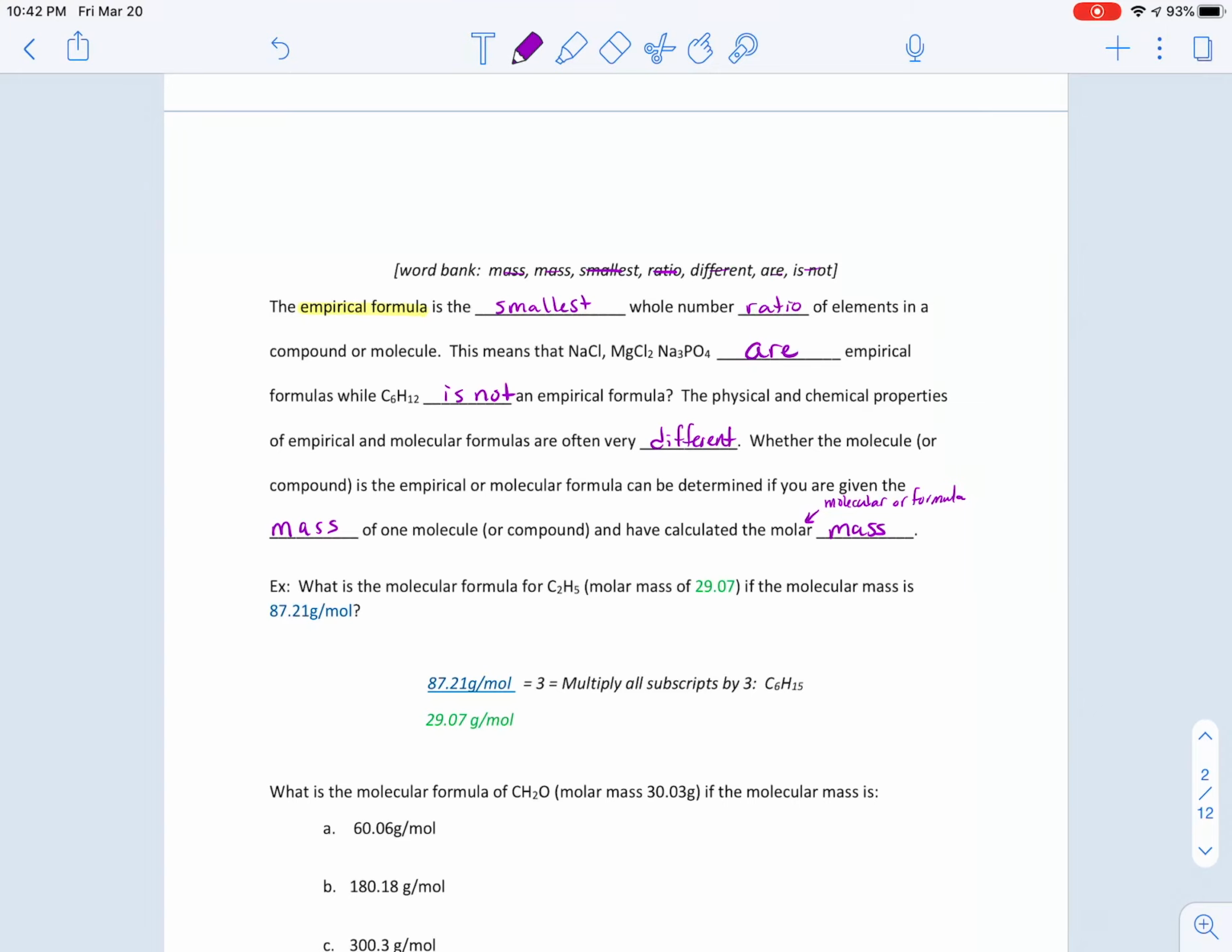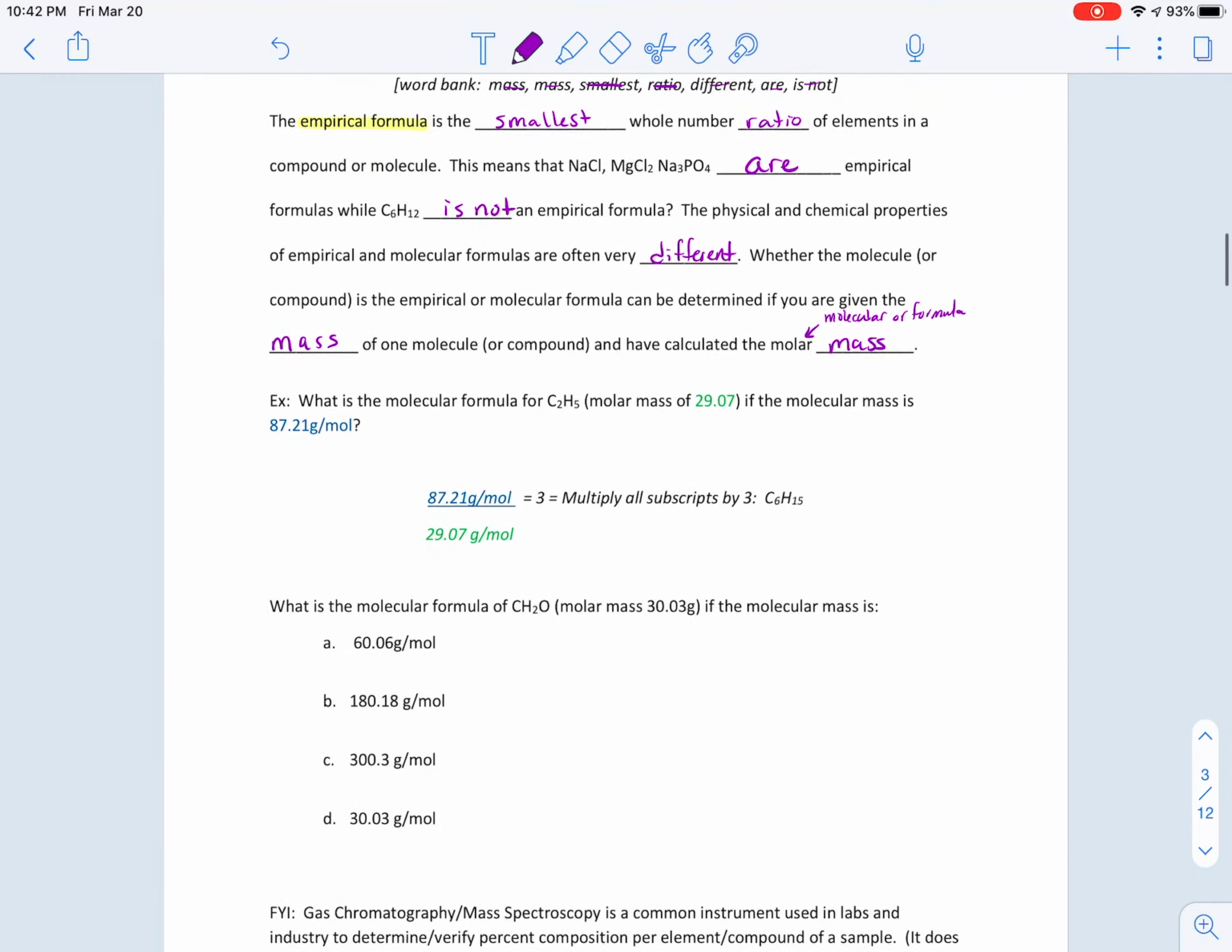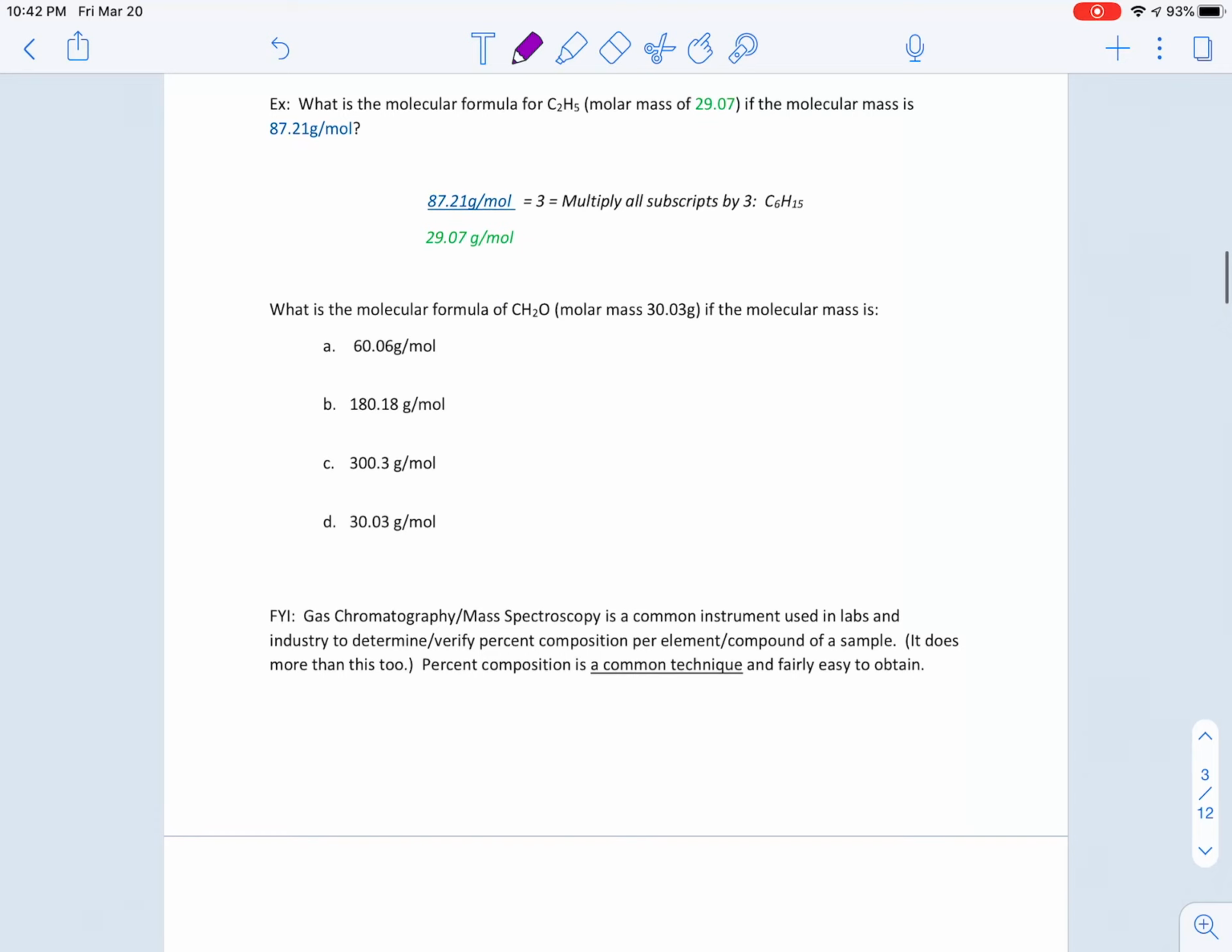Okay, so whether the molecule or compound is in the empirical or molecular formula, it can be determined if you are given the mass of one molecule and you've calculated the molar mass. So this is a lot of words that actually says something that's really simple. So this is another simple math. You've done this before. I promise you've done this kind of math before. Just not maybe with compounds.